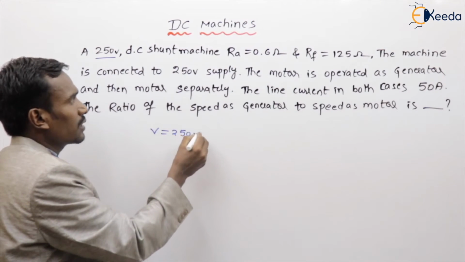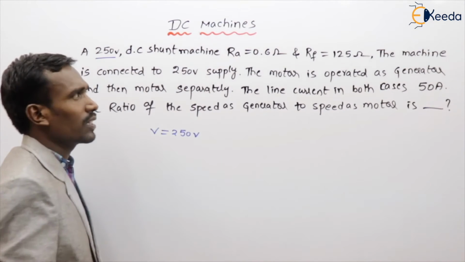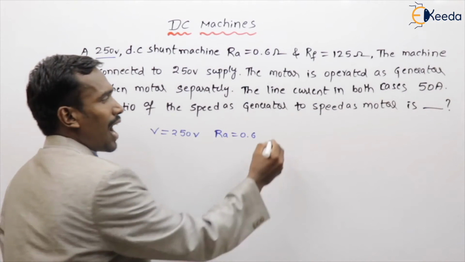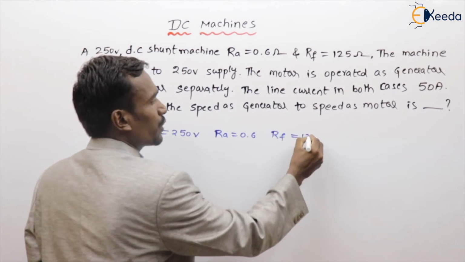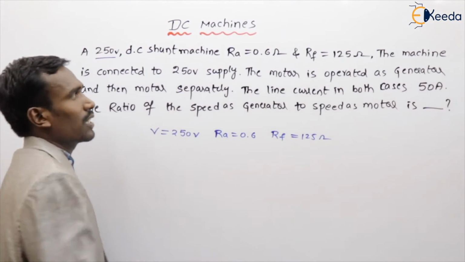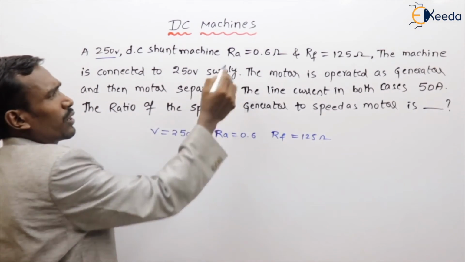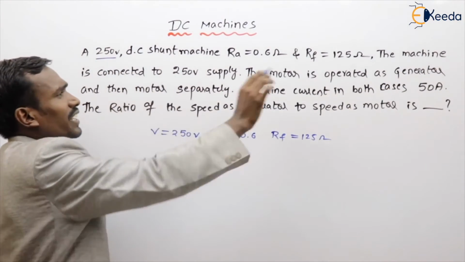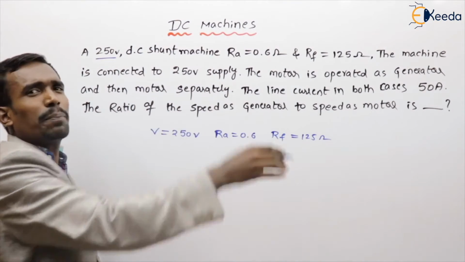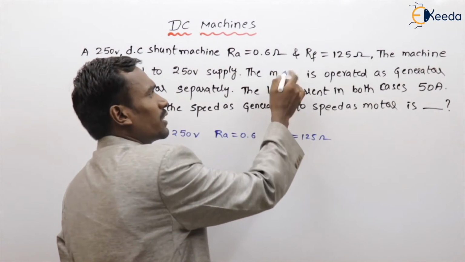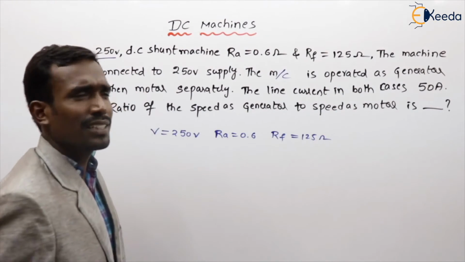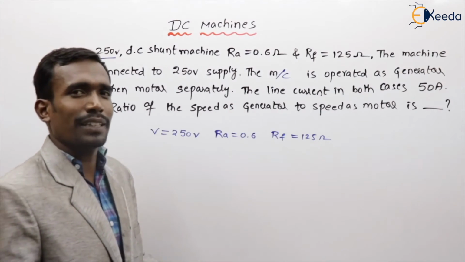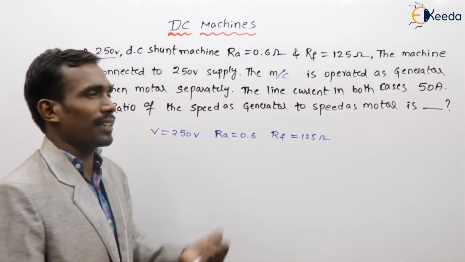At 250 volts, what is the supply voltage? 250 volts. This is a shunt machine with an armature resistance of 0.6 ohms and a field resistance of 125 ohms. The machine is connected to a 250 volt supply. The machine is operated as a generator and then as a motor separately.